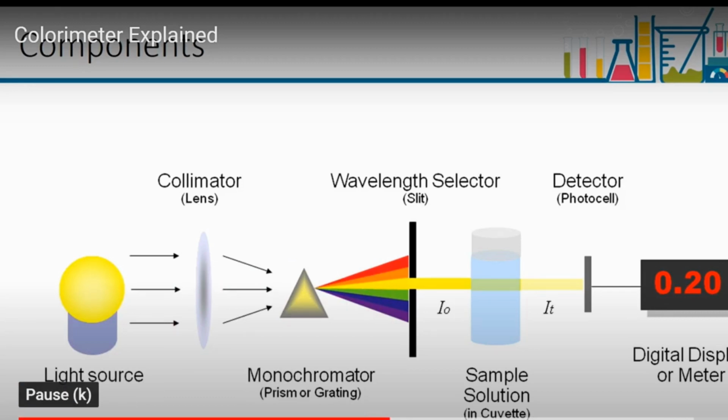To determine the concentration of an unknown sample, several sample solutions of known concentration are first prepared and tested. The concentrations are then plotted on a graph against absorbance, thereby generating a calibration curve. The results of the unknown sample are compared to those of the known samples on the curve to measure the concentration.